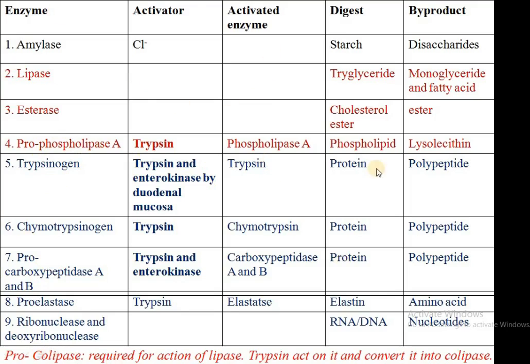Now let us go with the enzymes of the pancreas. The pancreas helps in digestion of carbohydrate, fat as well as protein. The first enzyme is for the carbohydrate digestion, the next 3 for the fat digestion, and the next ones are for the protein digestion.